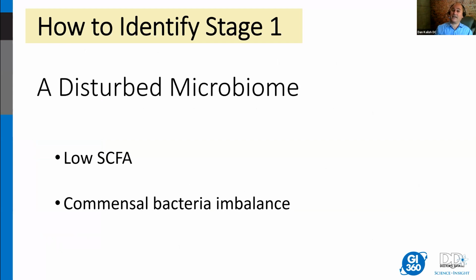Stage 1 is defined as a disturbed microbiome. Low short chain fatty acids will show up on the test, and you may also have commensal bacteria imbalance. And this gets a little wonky and confusing because there's dysbiotic bacteria, there's commensal bacteria, there's some bacteria that could be good or bad, like H. pylori. But what we're talking about for stage 1 is the microbiome, the good bacteria out of balance, or short chain fatty acid problems, or both. Okay, so that would be a disturbed microbiome.